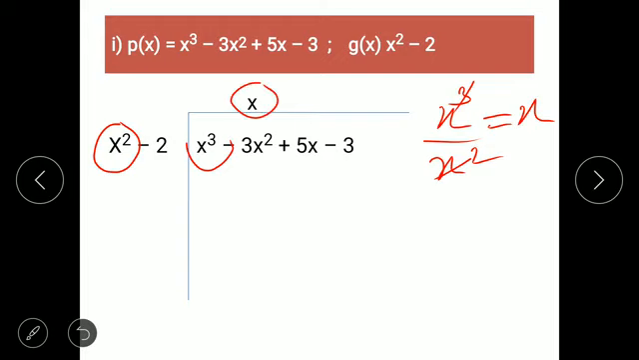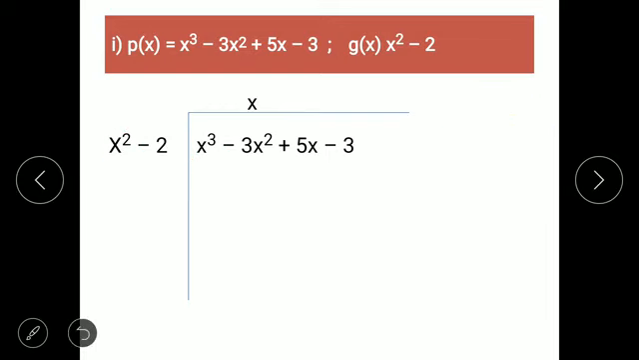How did you get that x? First term of the dividend divided by the first term of the divisor. That is x cube divided by x square. We get x. That only we write here. Clear?